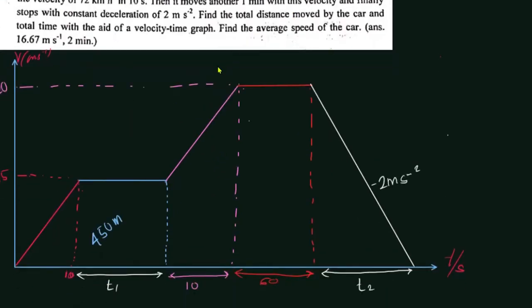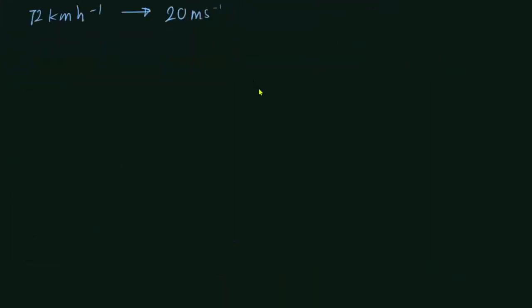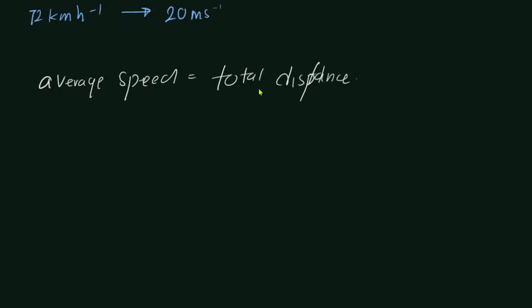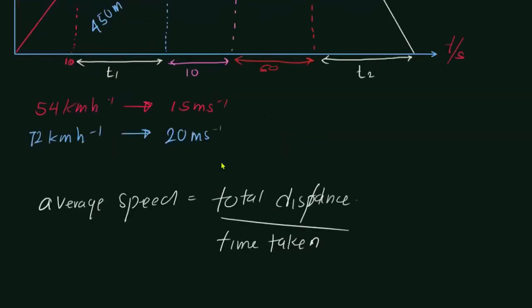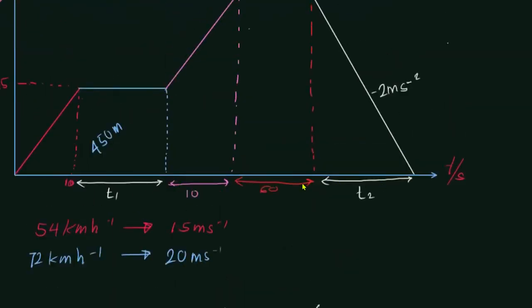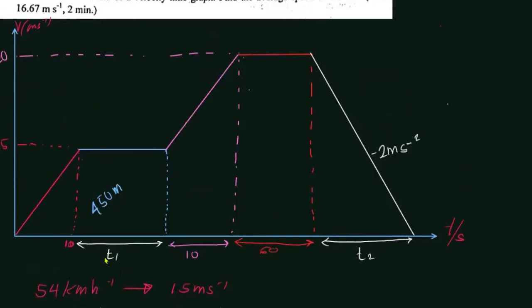Find the average speed. Once again, we know what average speed means: total distance over total time taken. Do we know all the data in here? No, we do not know T1, we do not know T2. Can't we find T1 and T2? We can easily find T1 and T2.